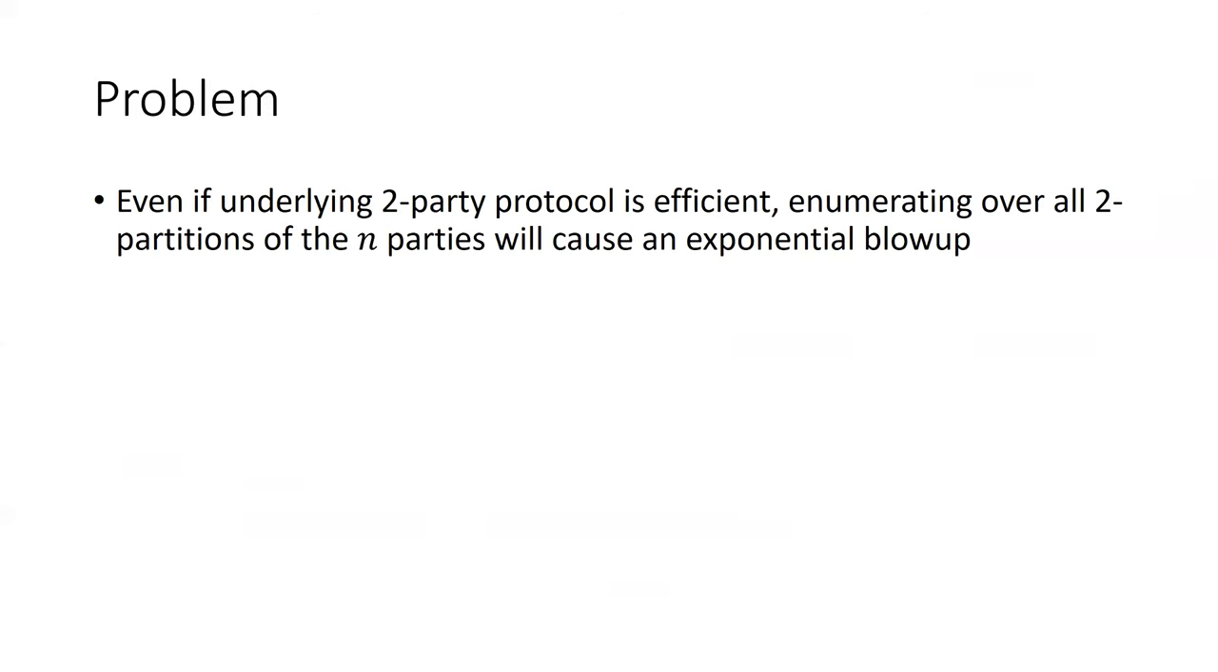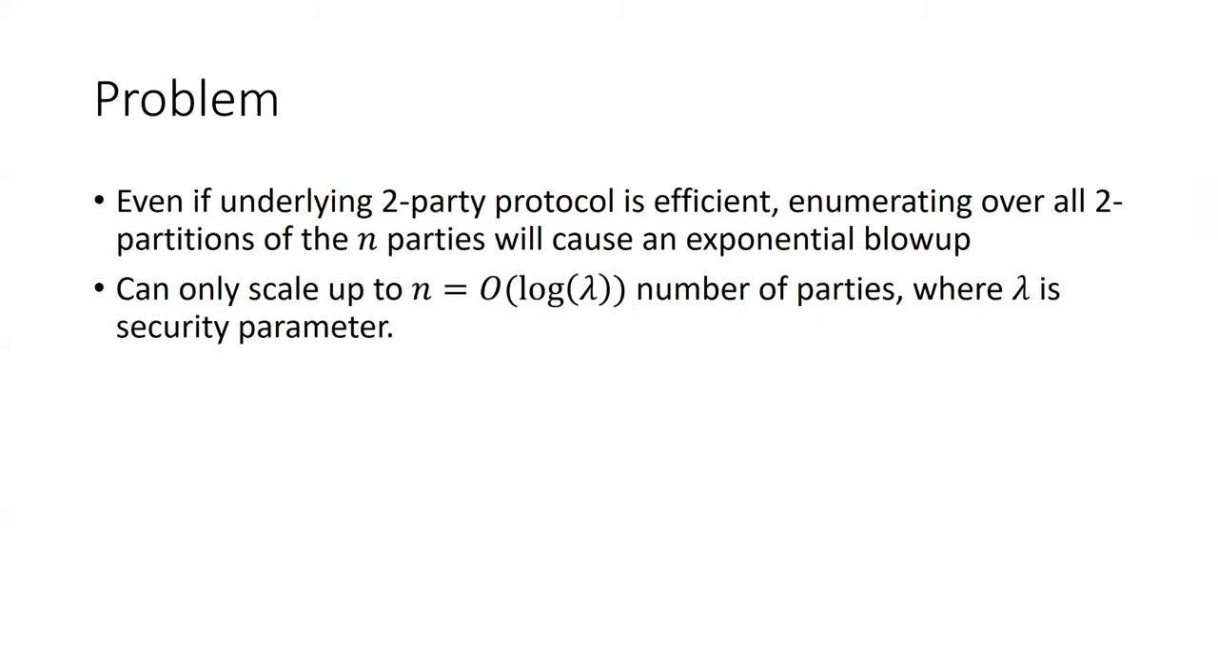So what is the problem with this transformation? The obvious problem is that even if the underlying two-party protocol is efficient, once we enumerate over all possible two partitions of size n over 2, n over 2, this is going to cause an exponential blow up. Ultimately, this means that we can only scale up to n equals a logarithmic number of parties. We're talking about logarithmic in the security parameter lambda.